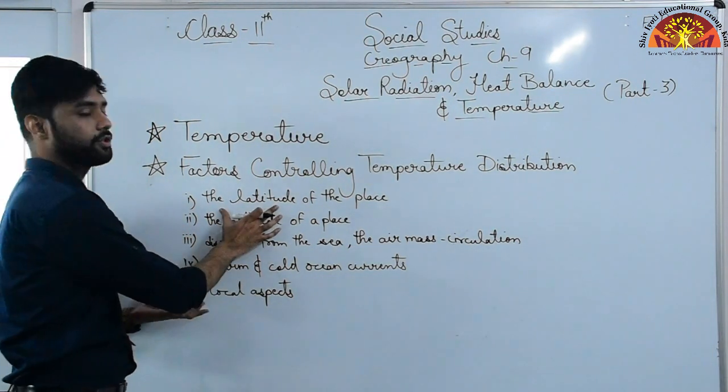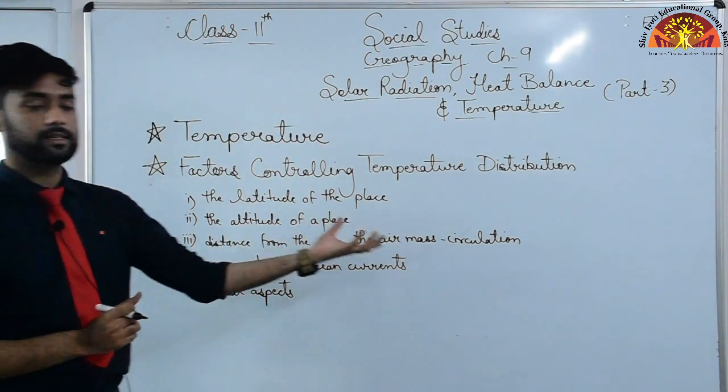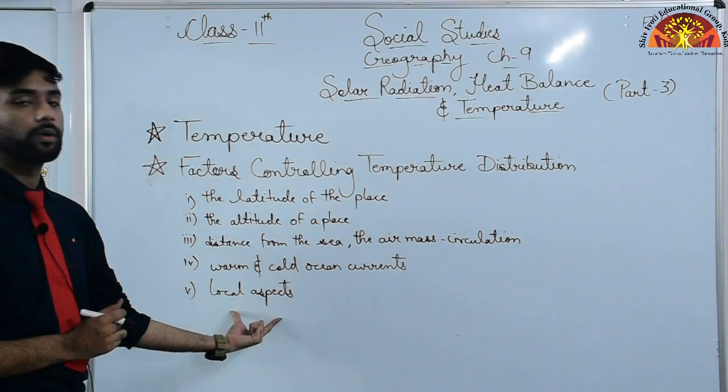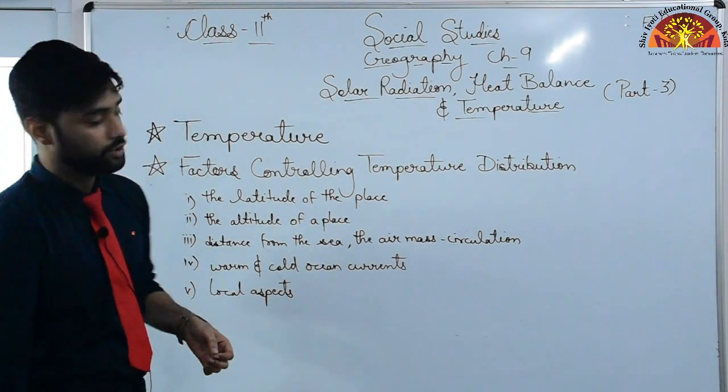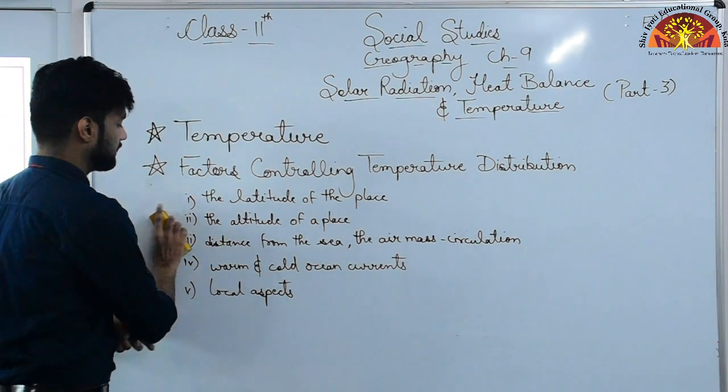Number 1 is the latitude of the place. Number 2, the altitude. Number 3, the distance from the sea, the air mass circulation. 4th is warm and cold ocean current, and number 5 is local aspect. So now let us study each of these in detail. Our first is the latitude of the place. So let us study about that.